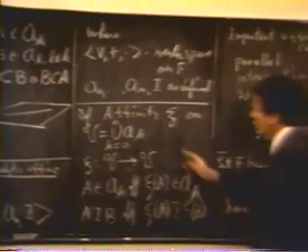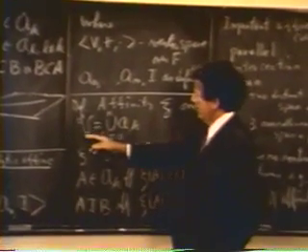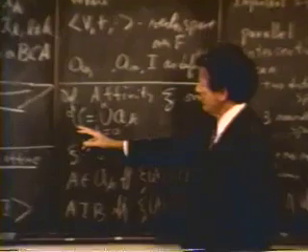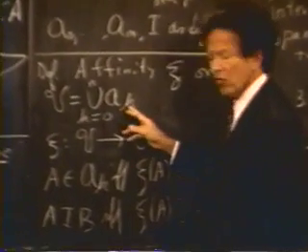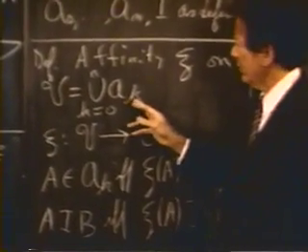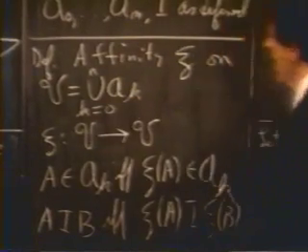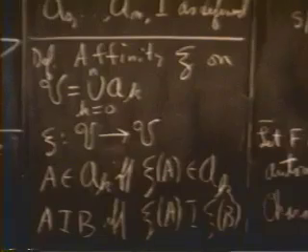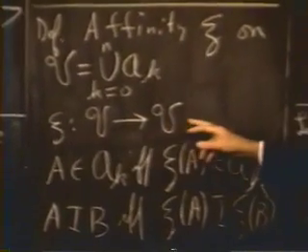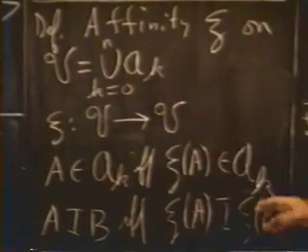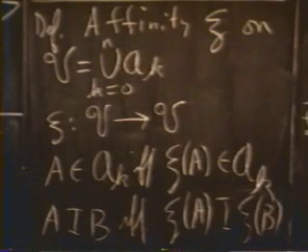Now, to define the concept of an affinity, let script V be the union of all the varieties of different dimensions. So that's the union of the A sub k's, k equals 0 to n. And an affinity C is defined as follows. It's a mapping of V into V, and it preserves varieties, and it preserves incidence.